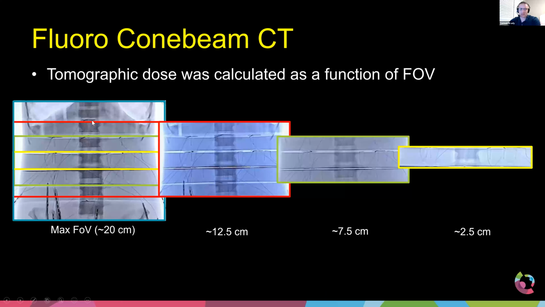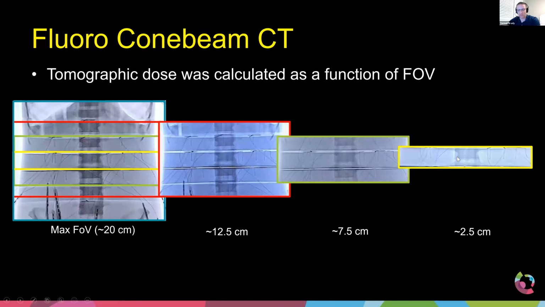And what I did is I went in, which you did under fluoro if you're in the C arm, or if the CT system, you did a planning radiography or a scout. And I imaged the patient using 4 field of views. Max field of view, which is roughly 20 centimeters on my system, 12 and a half, 7 and a half, 2.5.